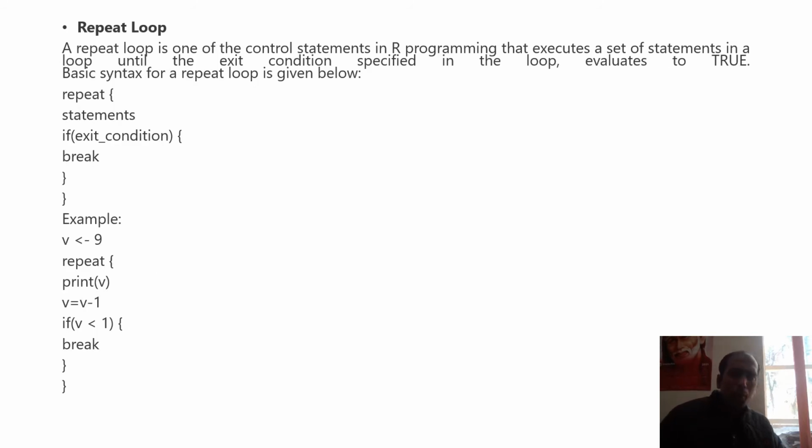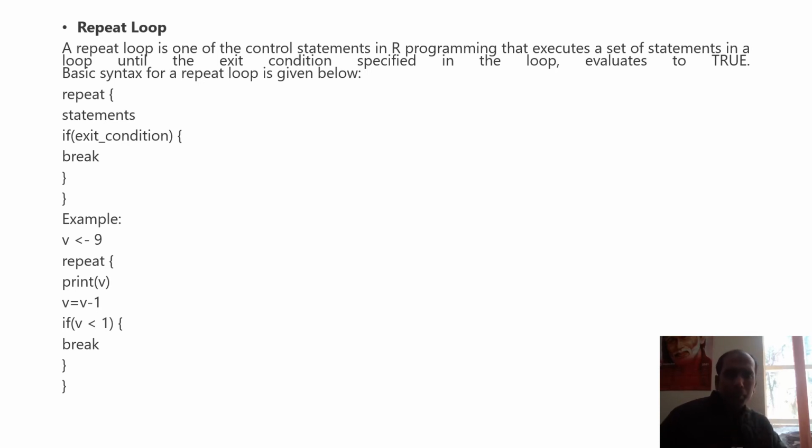There is a new kind of loop in our programming, the repeat loop. A repeat loop is one of the loop control statements in R programming that executes a set of statements in a loop until the exit condition specified in the loop evaluates to true. This is just the opposite. Just see the example.